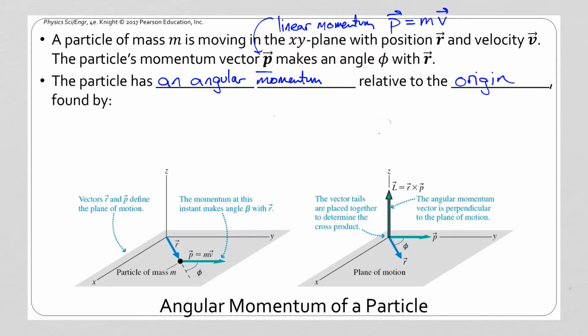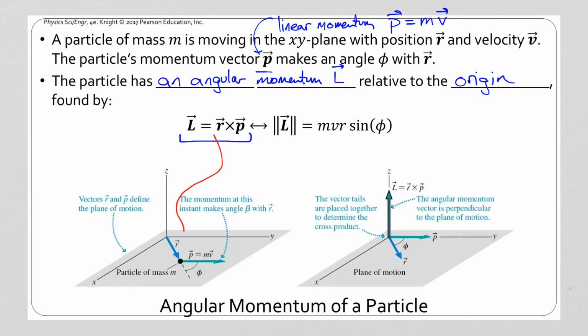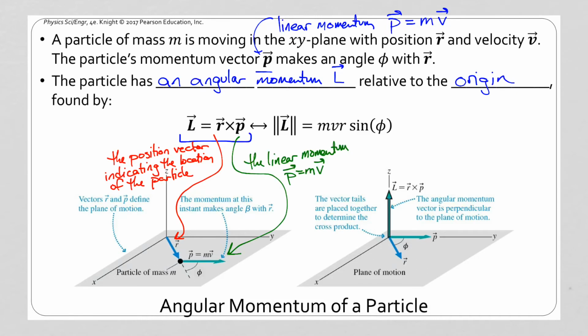That angular momentum we represent with a capital L for no good reason other than we've used all the other variables, and we're going to define L thusly. L is the cross product of r cross p. This is r, the position vector of the object, and p, the linear momentum of the object.